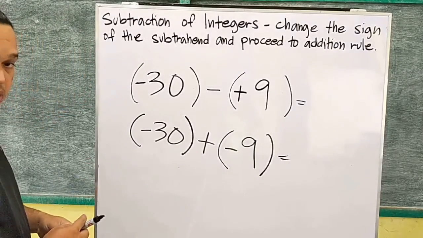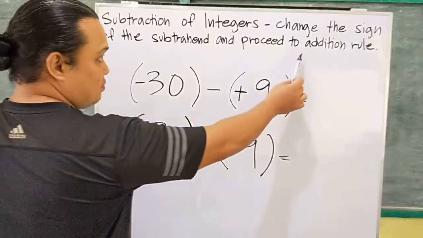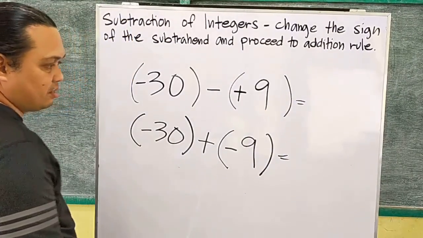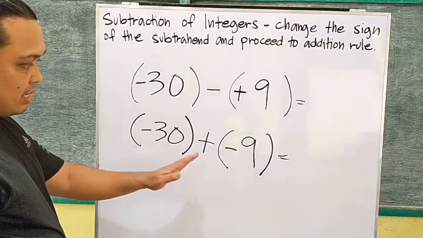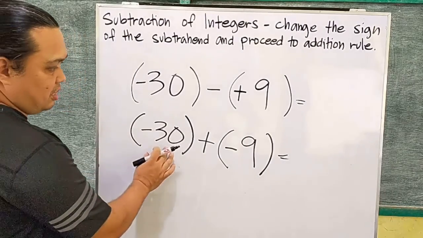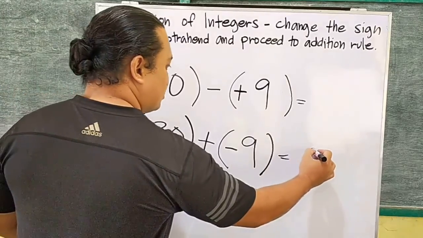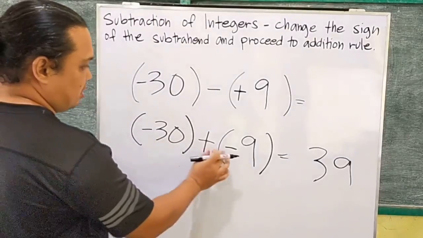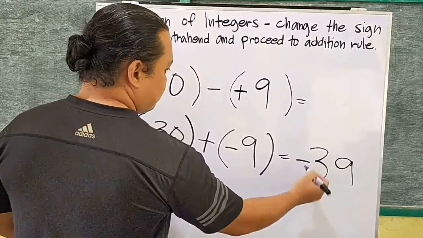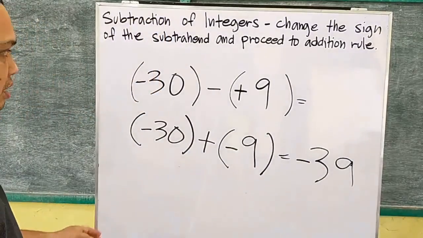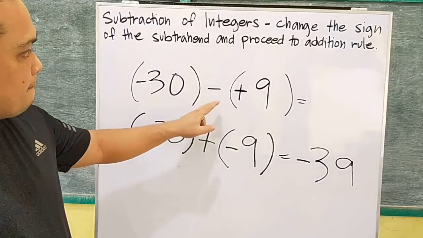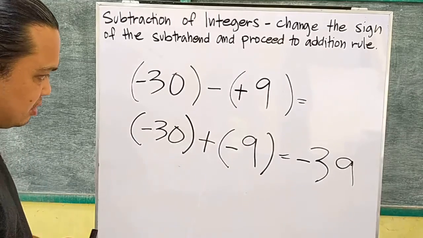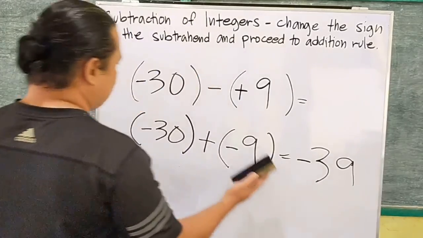So therefore, we are going to add using the addition rule. If the integers have the same sign, we add the numbers and copy the sign. So let's add. Now 30 plus 9 is 39. And their sign is both negative, so our answer will be negative also. So negative 30 minus positive 9 is negative 39. Okay? So let's have one more example.